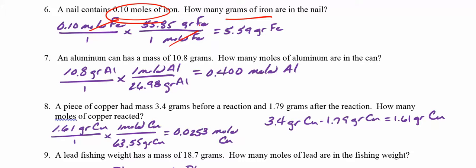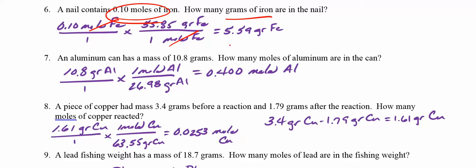Notice these two units are going to cancel, and what I'm looking for is grams of iron, which goes on top. So we have 0.10 moles of iron over 1 times, and I've gotten this directly off the periodic table, 55.85 grams of iron per mole. So now I'm going to multiply these two numbers to get my final answer.